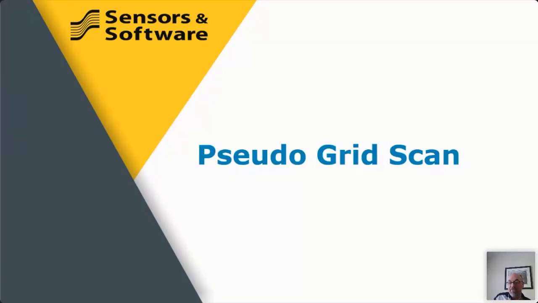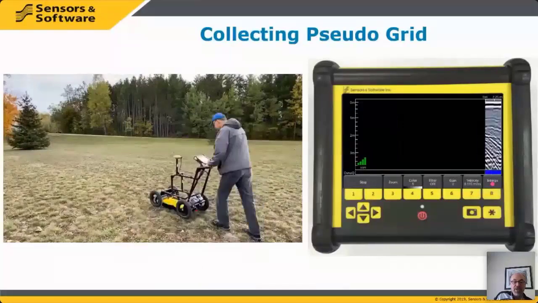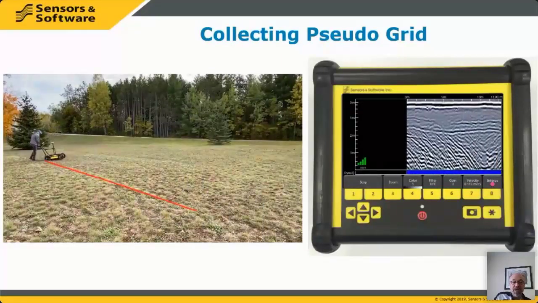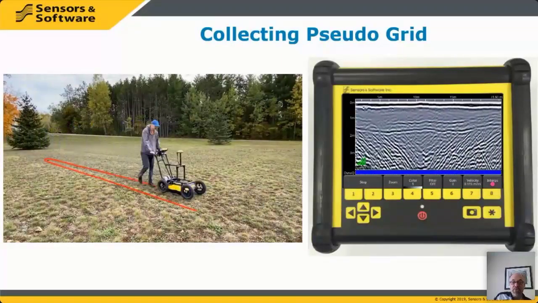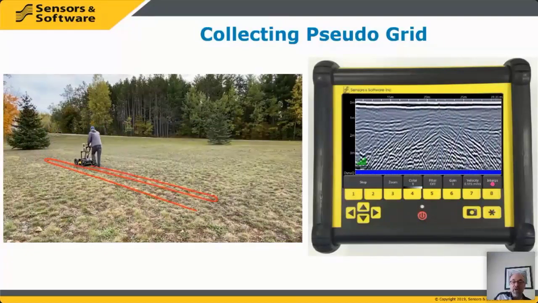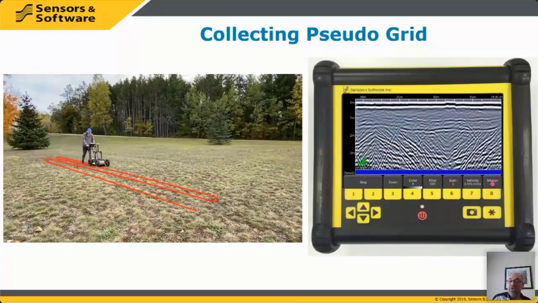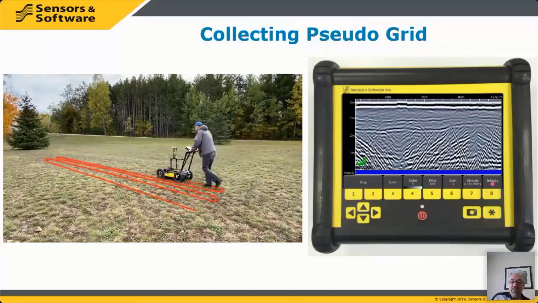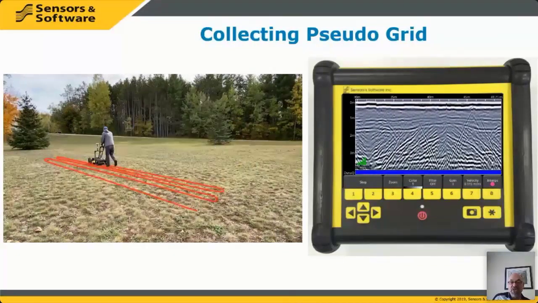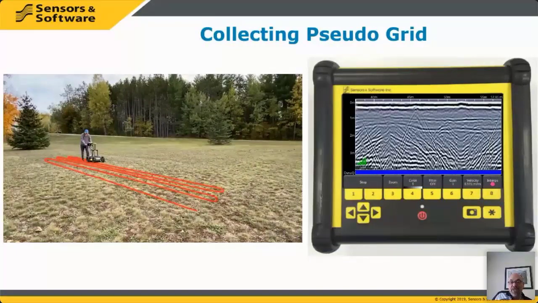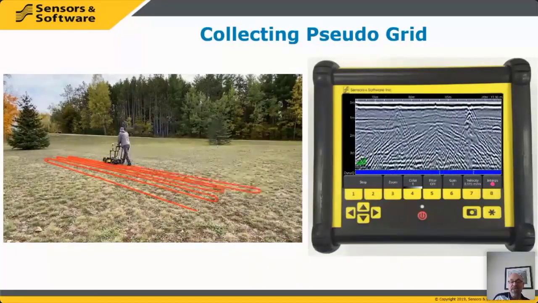And while I hope that I've convinced lots of people, I know that I've not convinced everyone. So there is another way of collecting data over an area, and that is a pseudo grid. In the pseudo grid, you do this. You walk back and forth with the data, again, like you're mowing your lawn. But in this case, we are using the GPS to position the data. So you have to do this with a good GPS on the system.